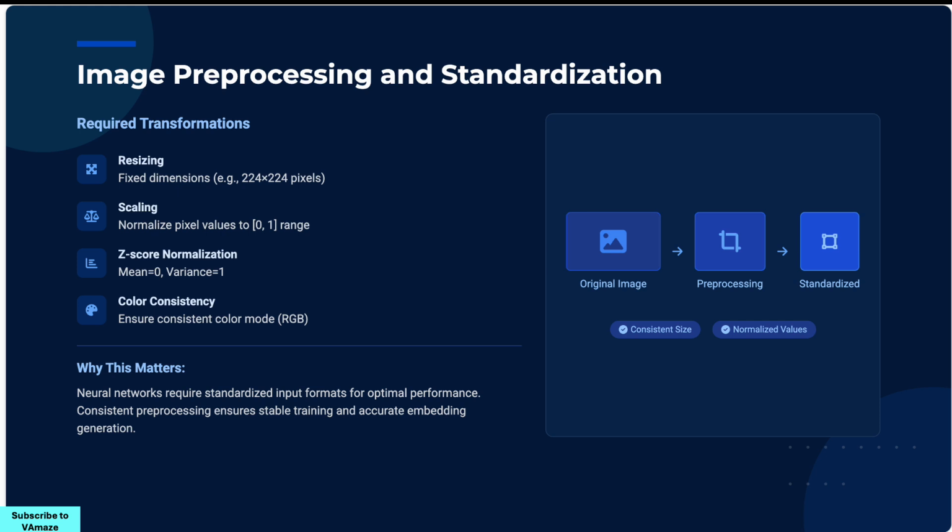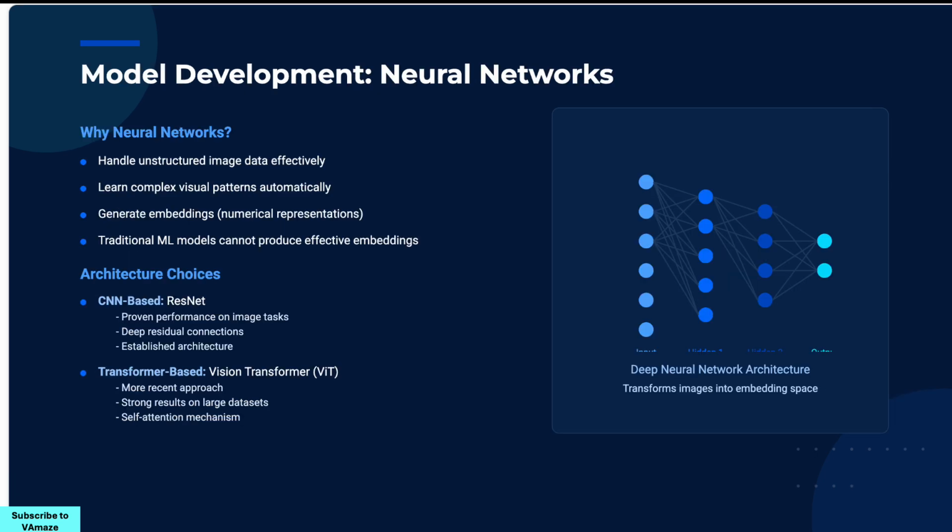These pre-processing steps might seem mundane, but they're absolutely critical for model performance. Feed a neural network inconsistent inputs, and you'll get inconsistent results. Model development. So why do we use neural networks for this task?